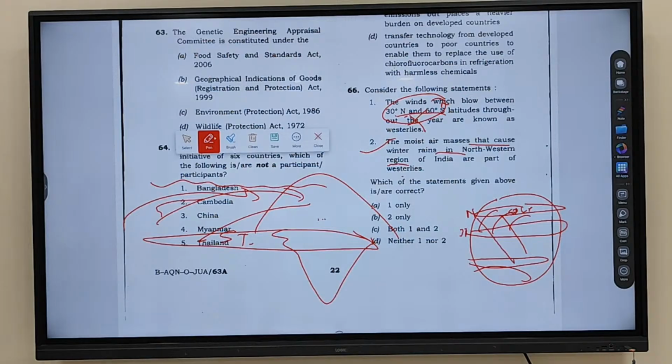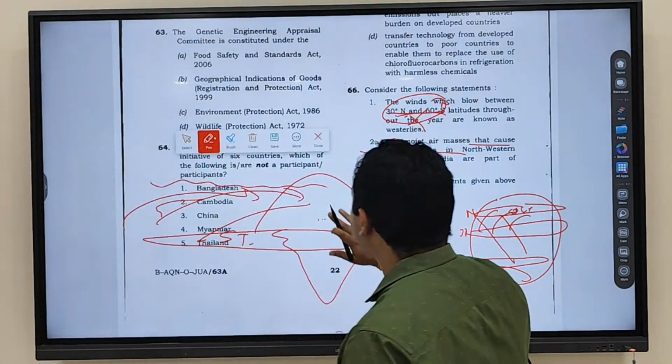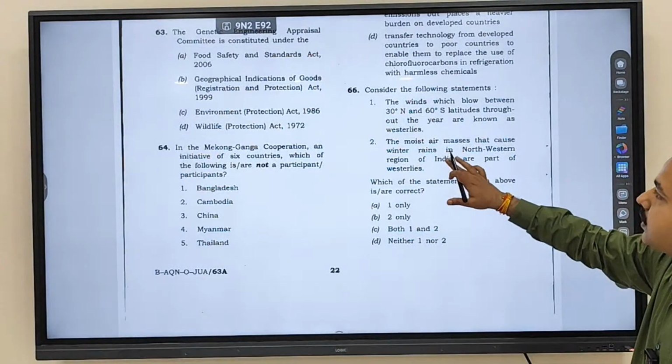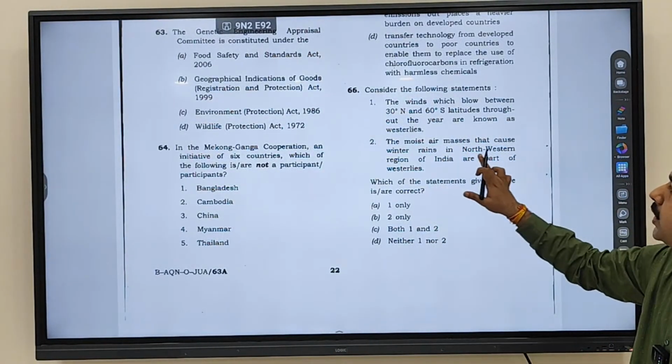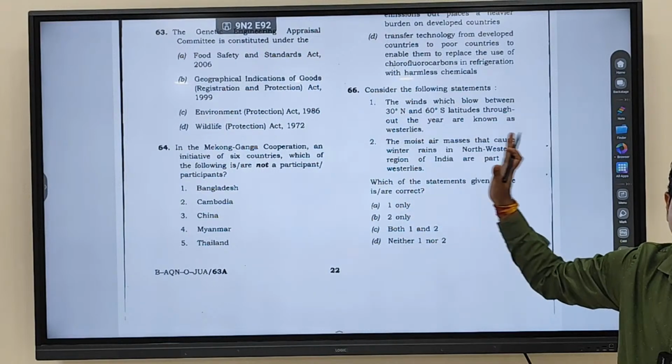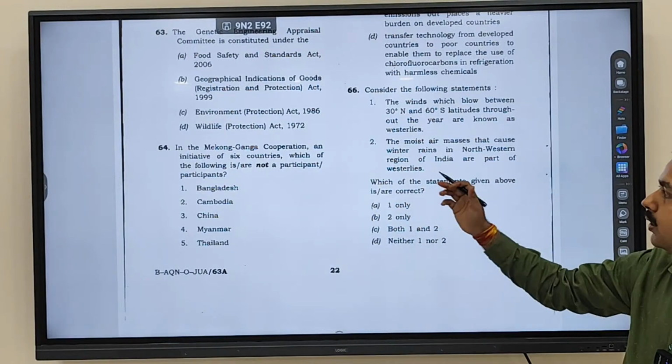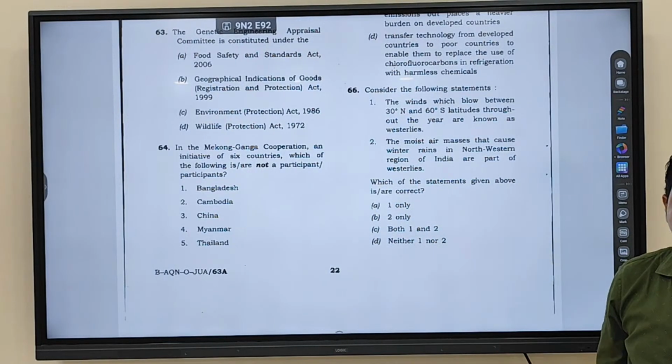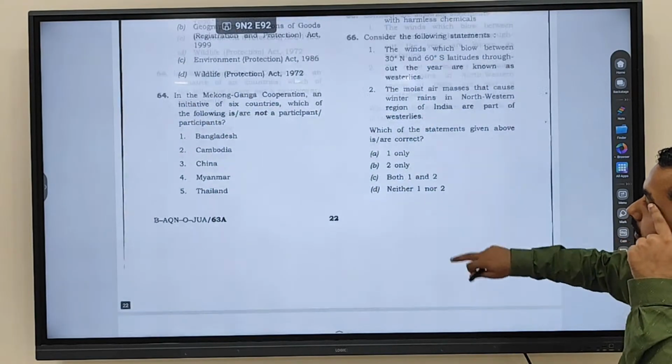So read the statement carefully. What the statement is, that is given. And as we discussed, moist air masses that cause winter rain in India. Winter rain will come from where? From the west side only it will come. So it is going to be part of westerlies. So second is correct, first is wrong.